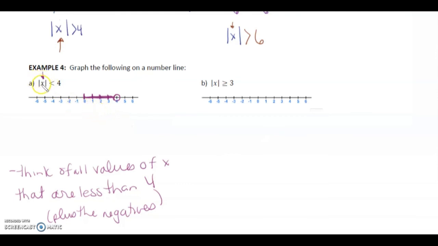Now, if we take the absolute value of -1, it's 1, still less than 4. Absolute value of -2 is 2, still less than 4. Absolute value of -3 is 3, less than 4. So we're going to go all the way until -4. And that is the solution, with open circles at the ends.